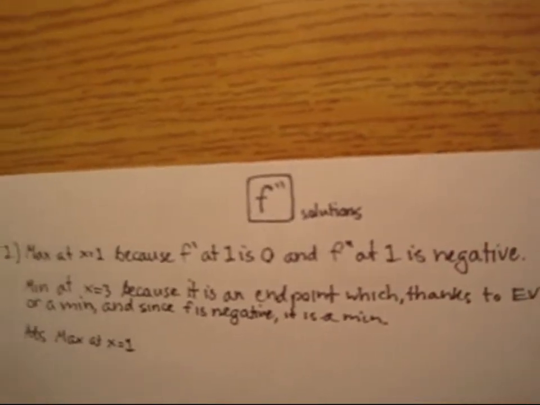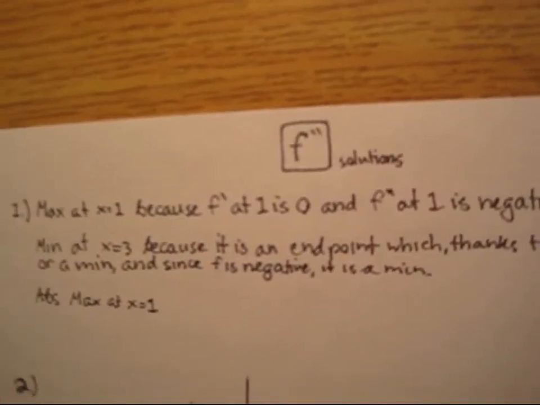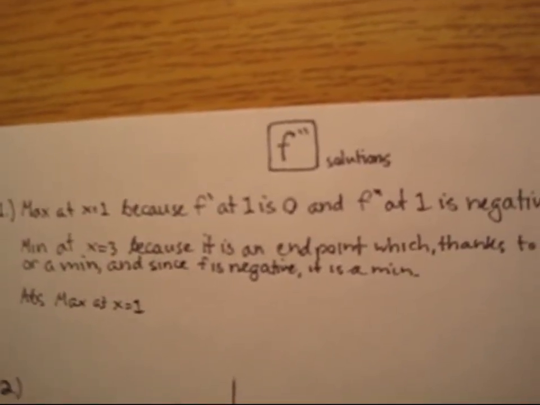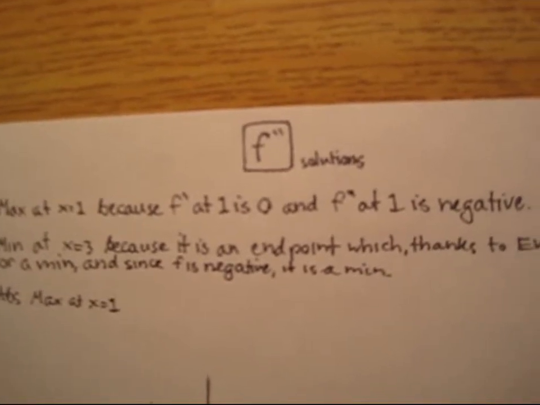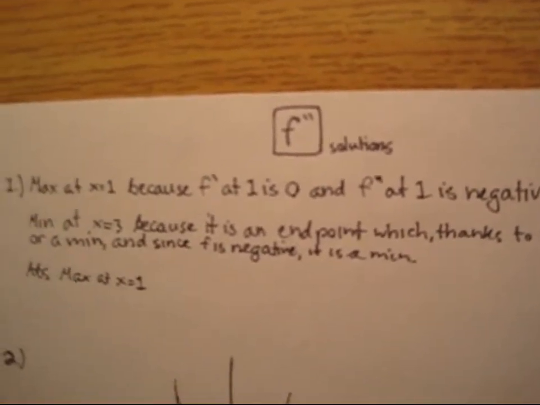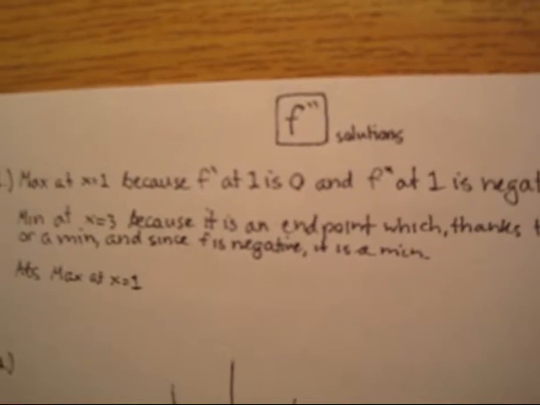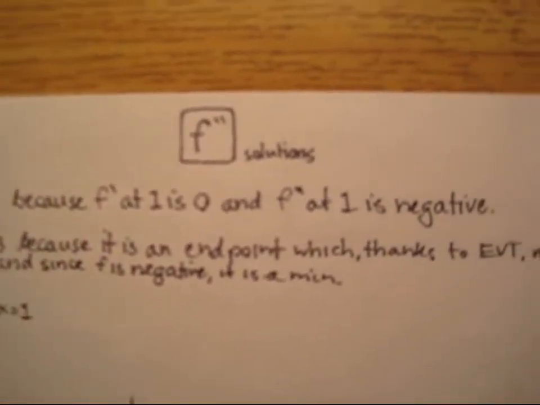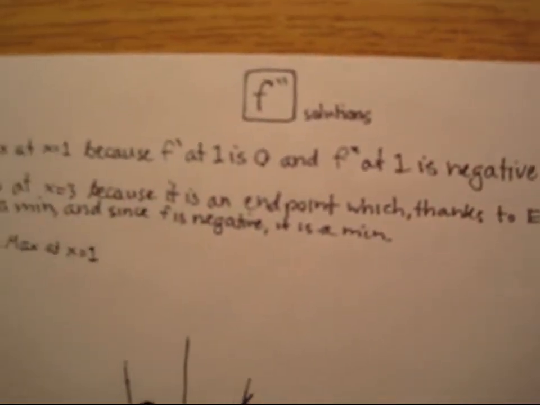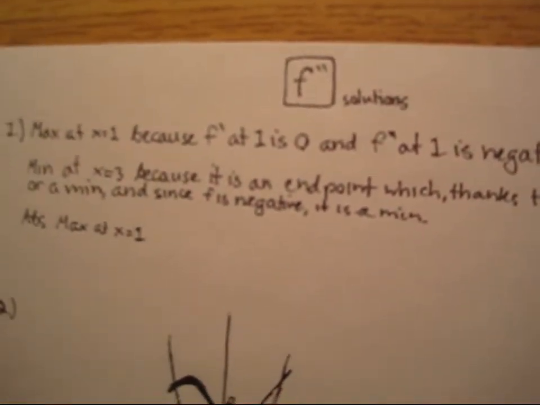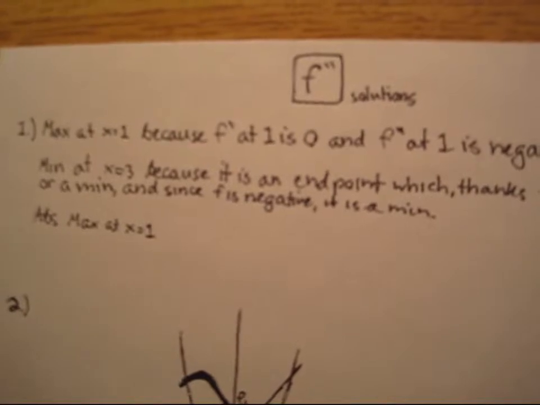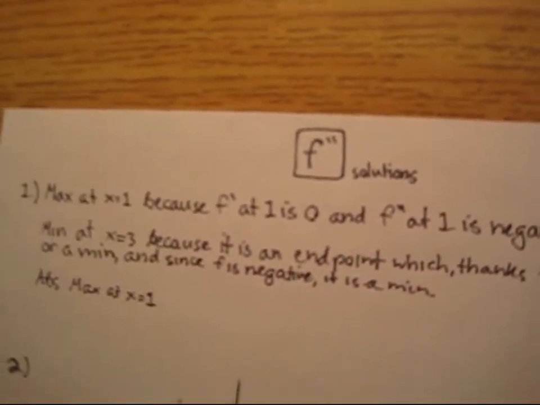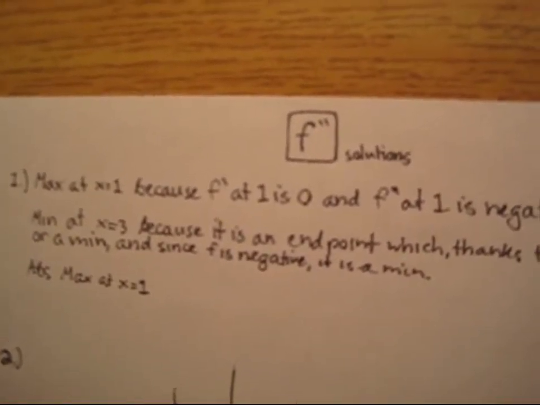So, for number 1, there's a max at 1 because f prime at 1 is 0 and f double prime at 1 is negative, so we learned that before. There's a minimum at x equals 3 because it's an endpoint, which thanks to the extreme value theorem makes it either a max or a min, and since f is negative, it means that it's a min. And there's an absolute max at x equals 1.